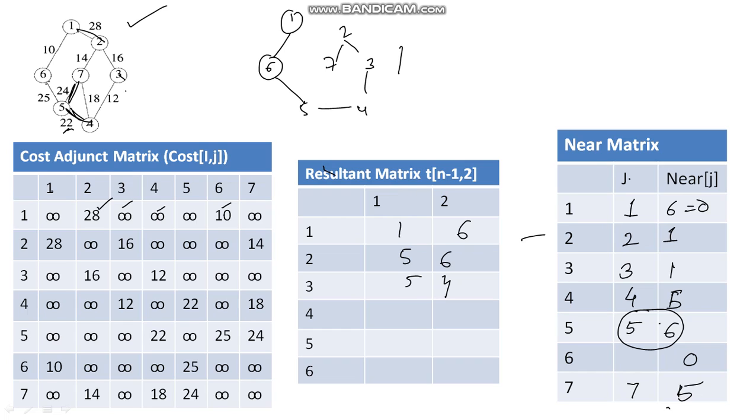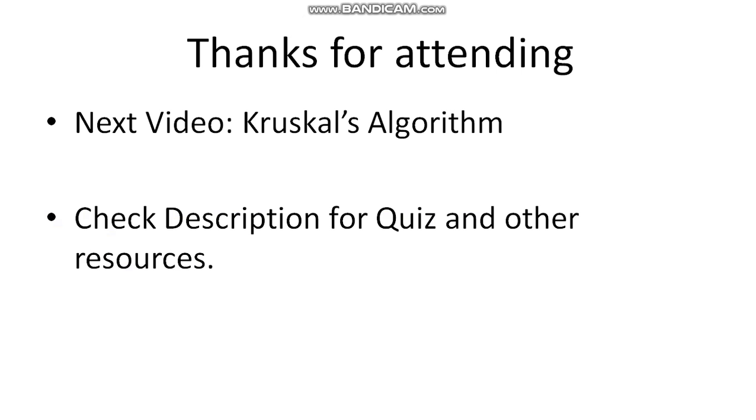Finally this is the result, 5 4, then 4 3, 3 2, 2 7. So this is the final result that will be stored, and this is to be printed. You can see here there are 7 vertices and 6 edges added. So this is all about Prim's algorithm.